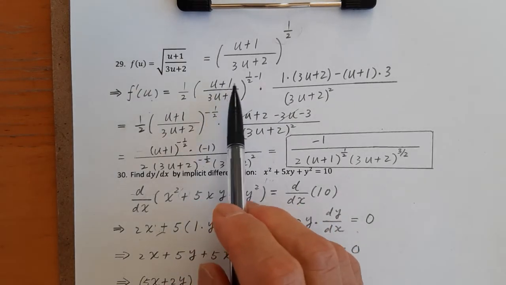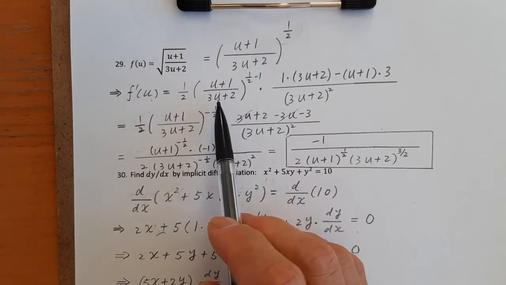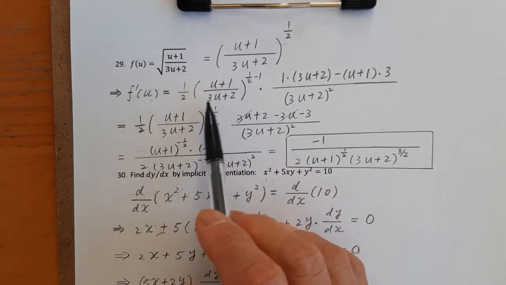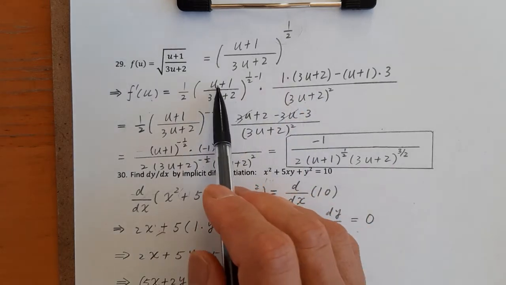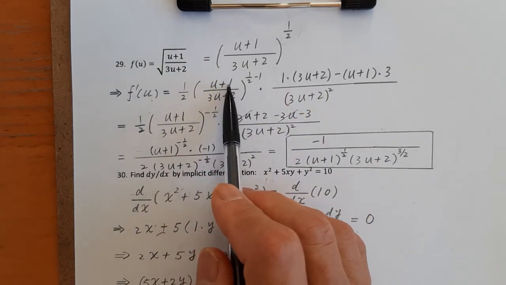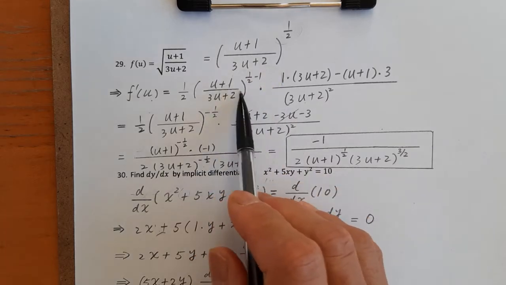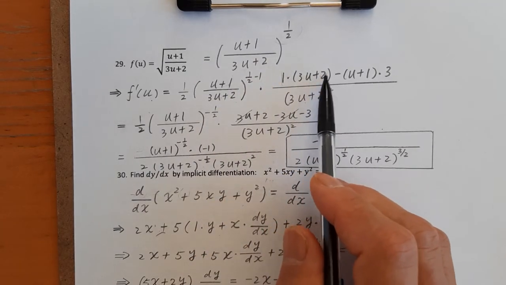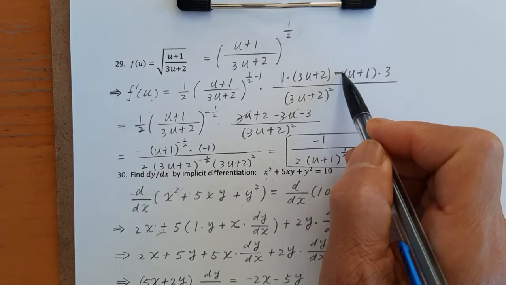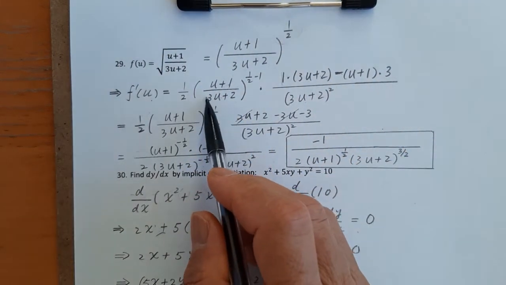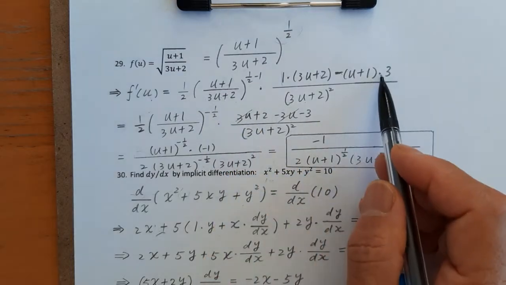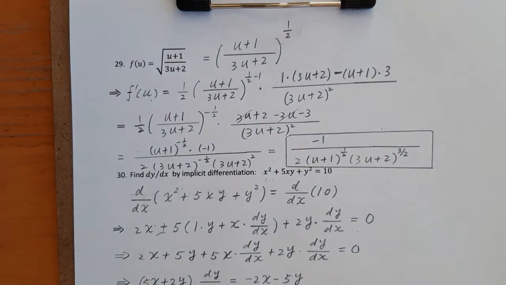And then times by the chain rule. By chain rule, this base take derivative. This is a quotient, so use quotient rule. Numerator take derivative: u plus 1 take derivative is 1 times the base, 3u plus 2. Minus the numerator, u plus 1, times the derivative of the denominator 3u plus 2, which is 3.